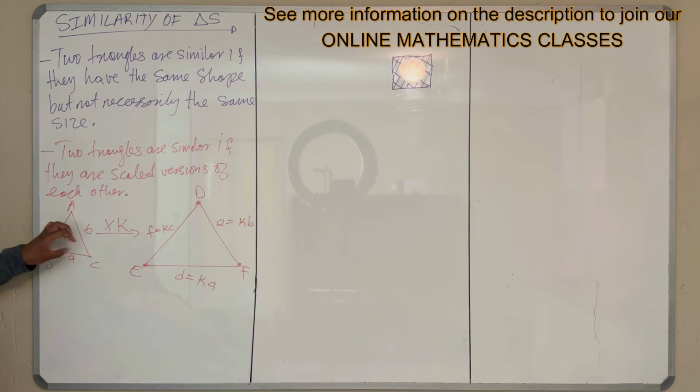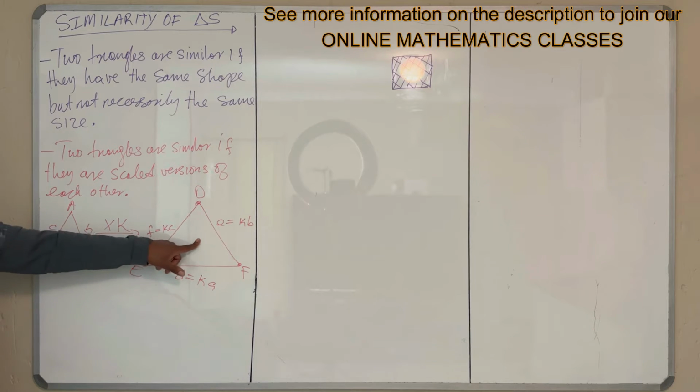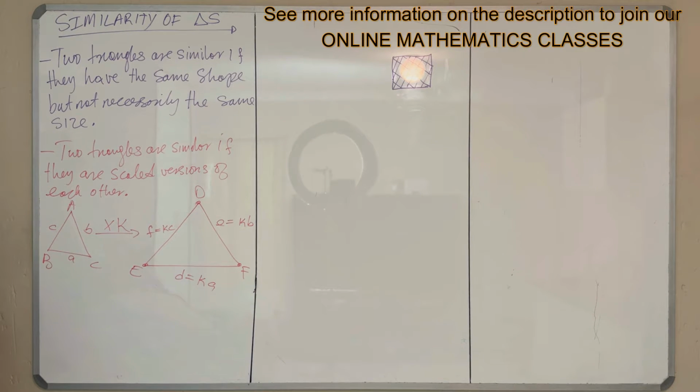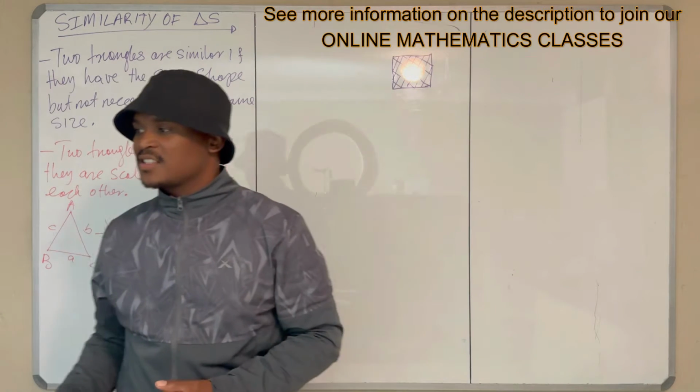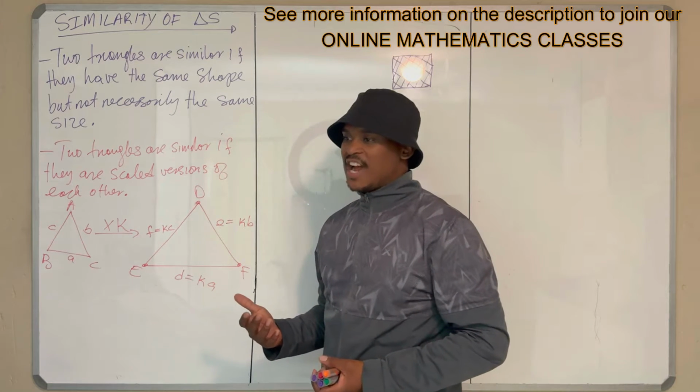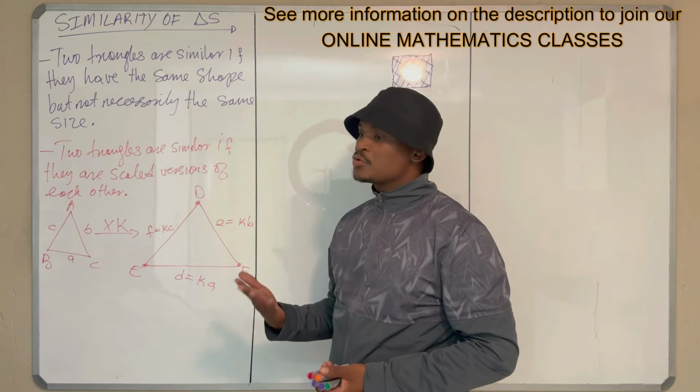To move from this one to that one, we had to multiply all the sides by a factor K. We multiplied all of them by some factor K to get that. I'm not sure if you're following. So in that case, if two triangles are scaled versions of each other, then those two triangles are similar.